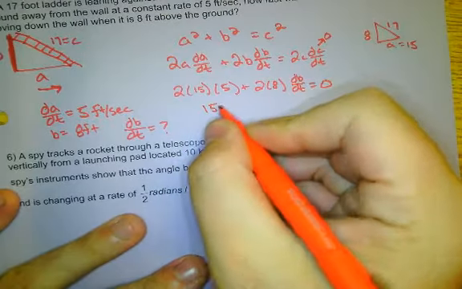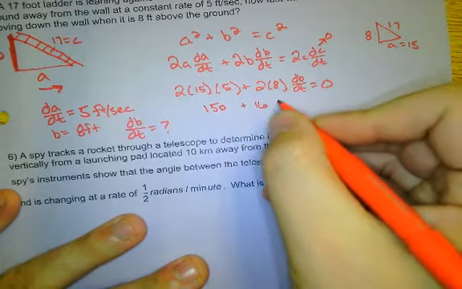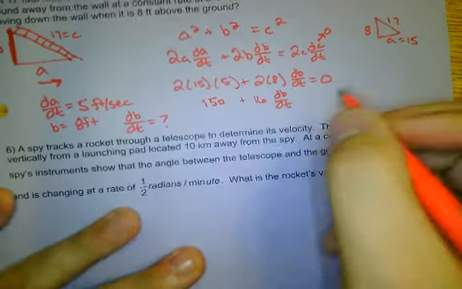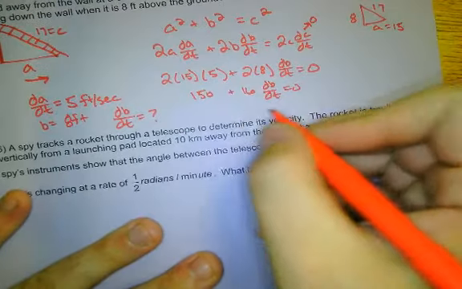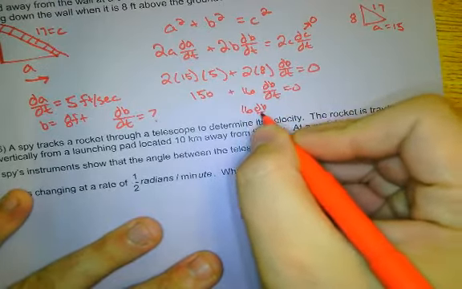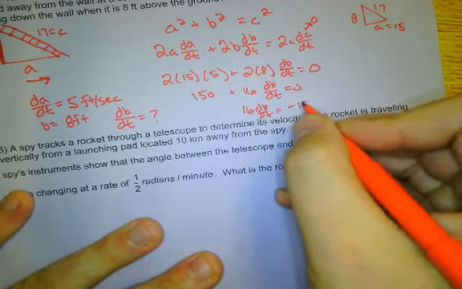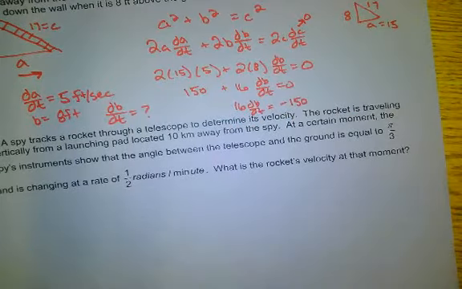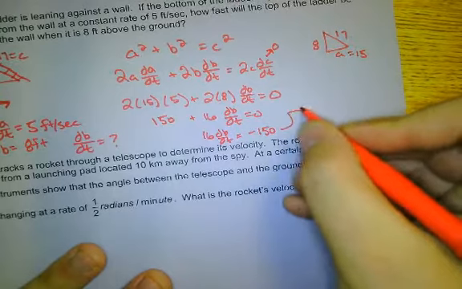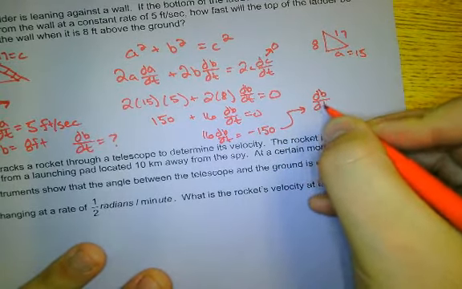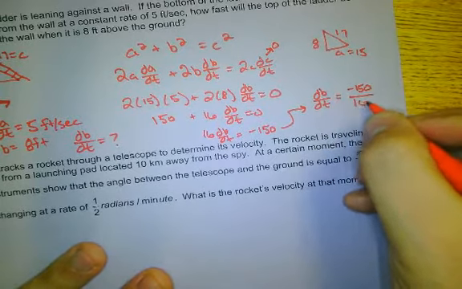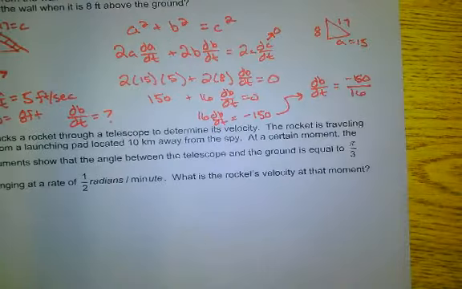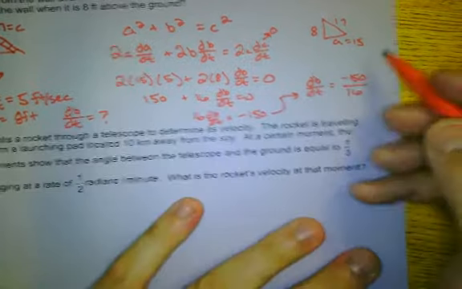Get 150 plus 16 dB/dt equals 0. 16 dB/dt is equal to negative 150. So what's dB/dt? Negative 150 over 16. If it's a free response, you don't need to simplify. So we're good here. What's my rate?